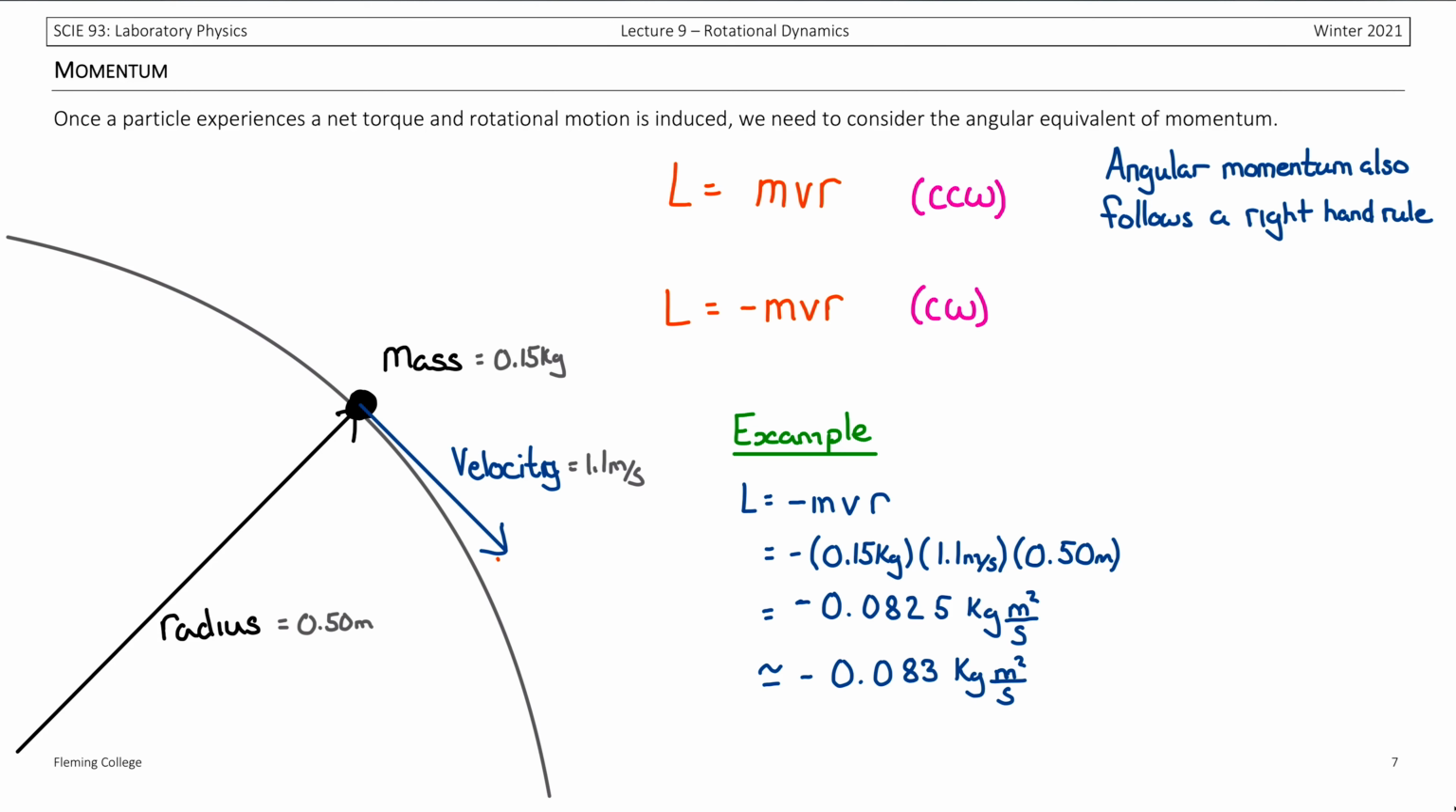Now, what does the right-hand rule tell us about this negative sign? Well, we point our fingers along the radius vector, curl them towards the velocity vector, and the direction of our thumb tells us that the angular momentum would be into the page, again represented with an X inside a circle, meaning the tail of an arrow. For clockwise motion, we would have an angular momentum that is into the page.